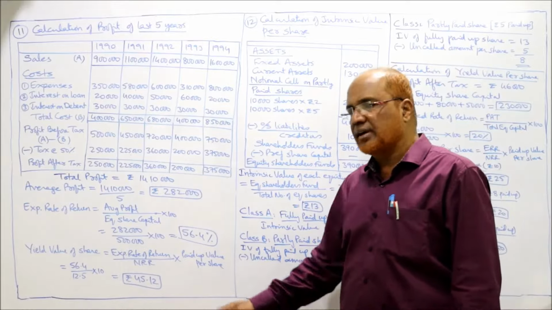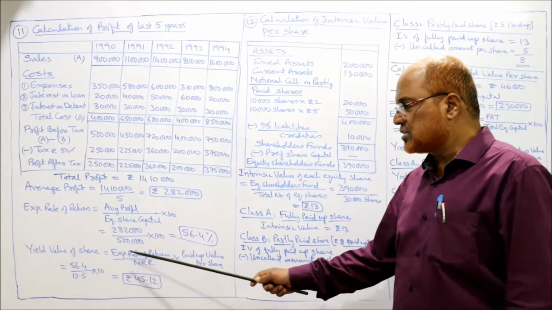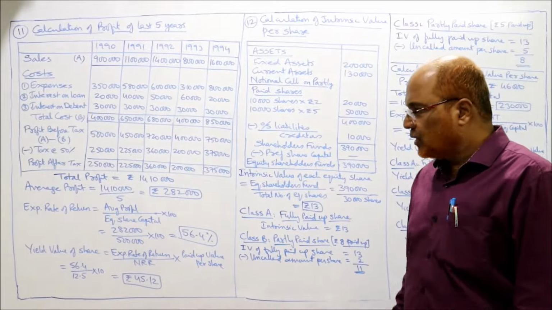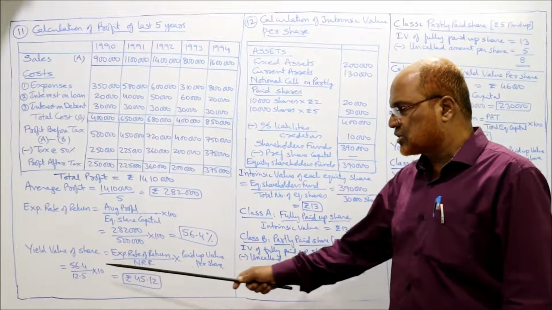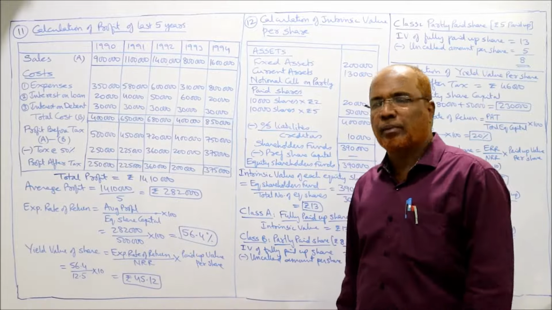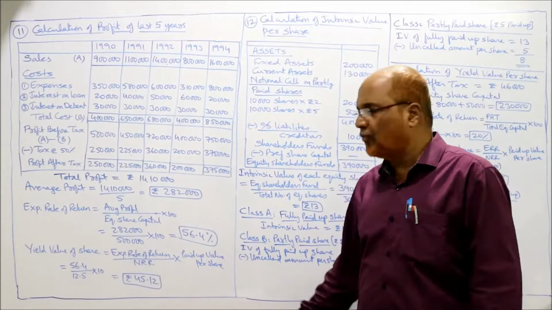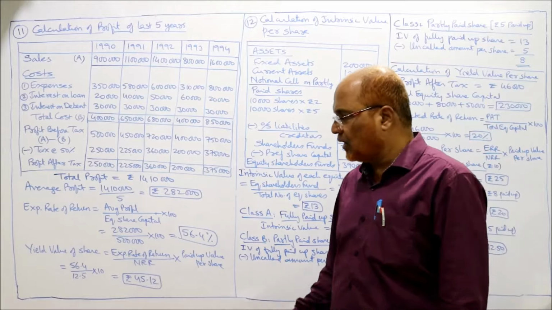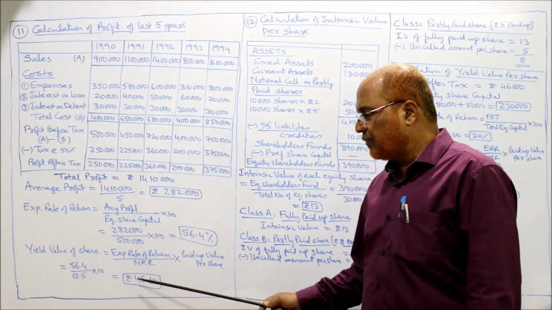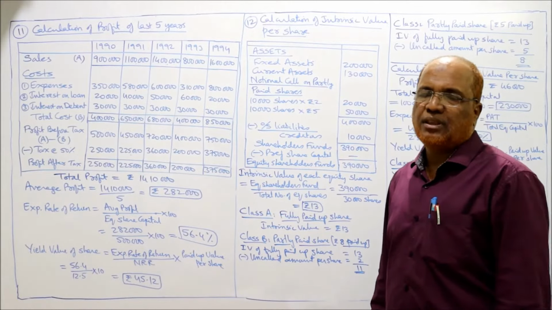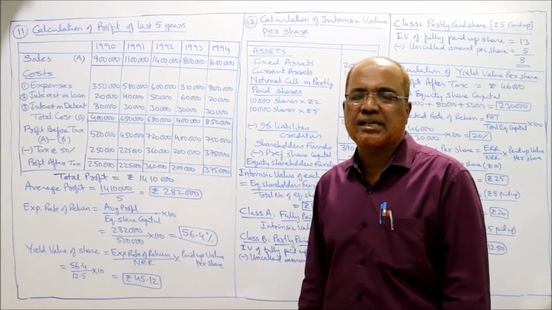Now easily we can find out the yield value. Yield value of share is equal to expected rate of return divided by NRR into paid up value per share. The expected rate of return is 56.4, and NRR, the normal rate of return given in the problem, is 14.5%. The paid up value per share is 10 rupees. You can see in the balance sheet under share capital what one share is worth: 10 rupees. So simplified, 45.12 is the yield value of the share, the value of share according to the earning capitalization method.